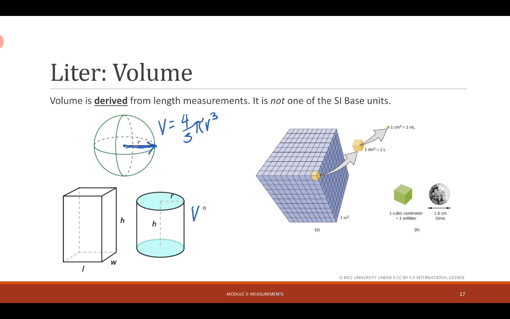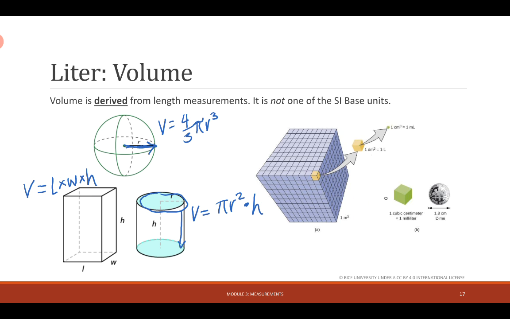Similarly, to find the volume of a cylinder, you find the area of the circle, which is pi r squared, and then you multiply it by the height. To find the volume of a rectangular prism object, you multiply the length times the width times the height.